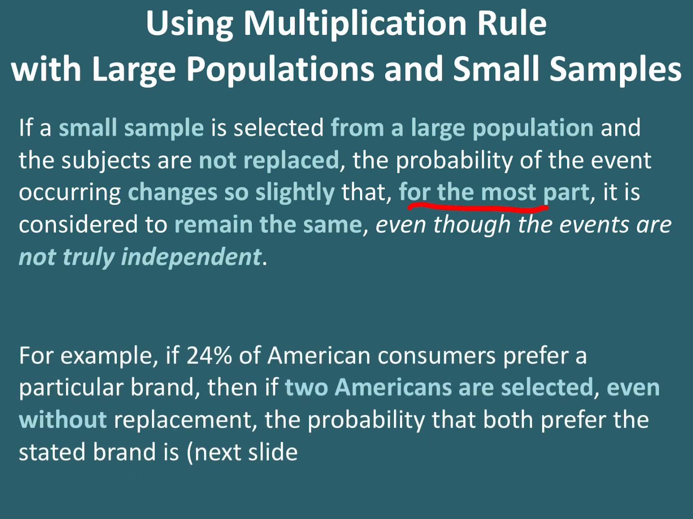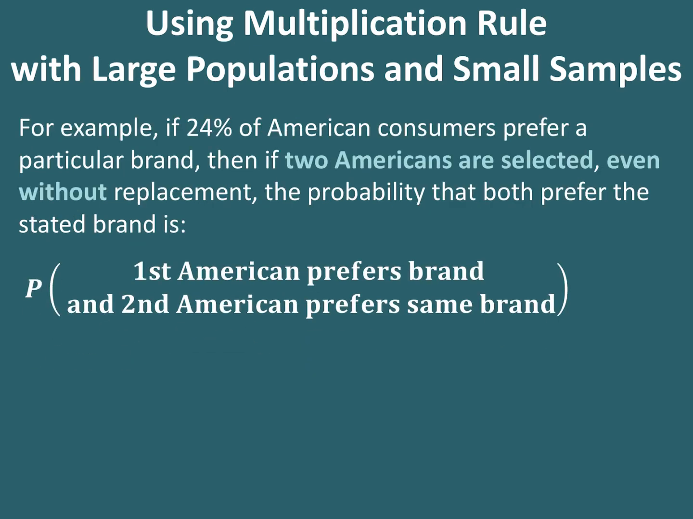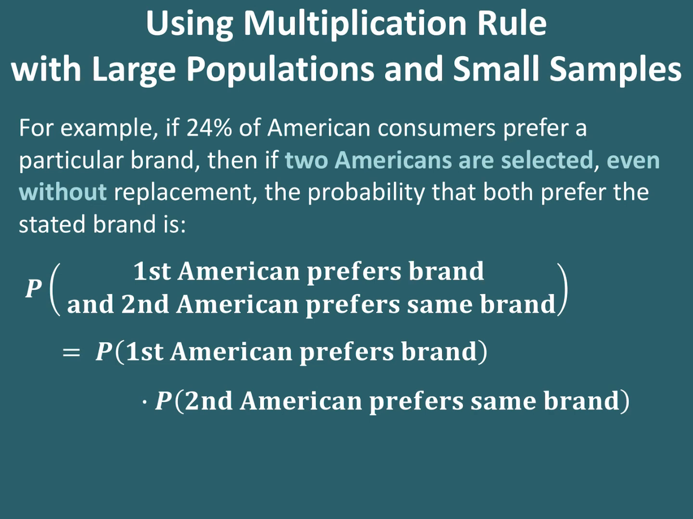For example, if 24% of American consumers prefer a particular brand, then if we choose 2 Americans out of over 300 million and we don't replace them back into the population, the probability that both prefer the stated brand will be the probability that the first American prefers the brand times the probability that the second American prefers the same brand, which would simply be 0.24 times 0.24.